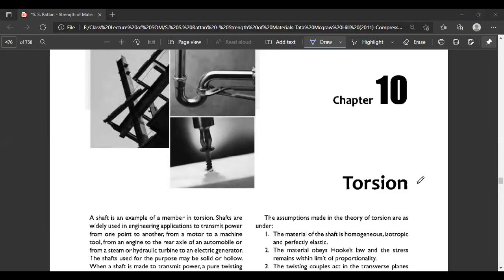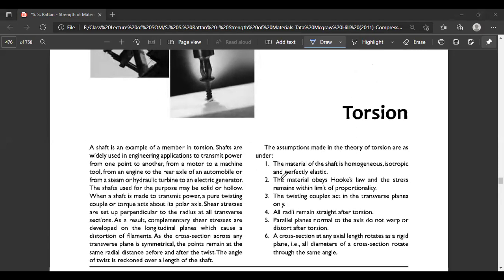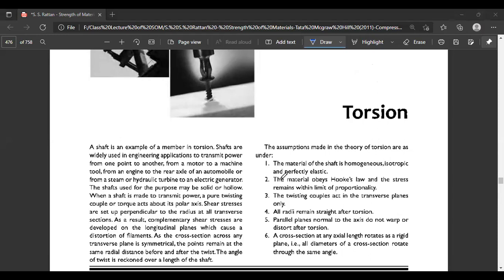Let us go through the theories behind the torsion test. Now, a shaft is an example of a member in torsion. Actually, we have gone through the prismatic bar for a member in bending as well as tension and compression. Here, we'll see that a shaft is an example of a member in torsion.